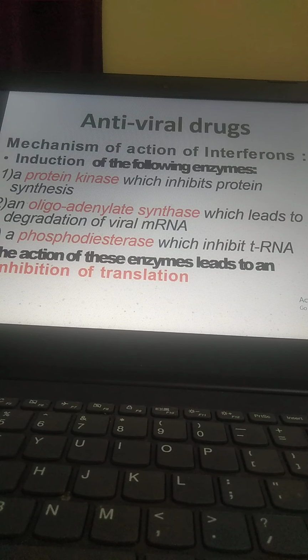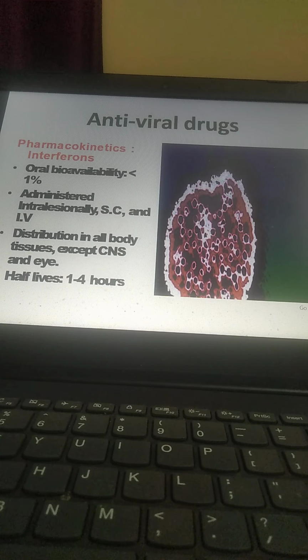Pharmacokinetics of interferons: oral bioavailability is only 1%, so they are administered intralesionally, subcutaneously, and IV also. Distribution is in all body tissues except the CNS and eye. Half-life is 1 to 4 hours.